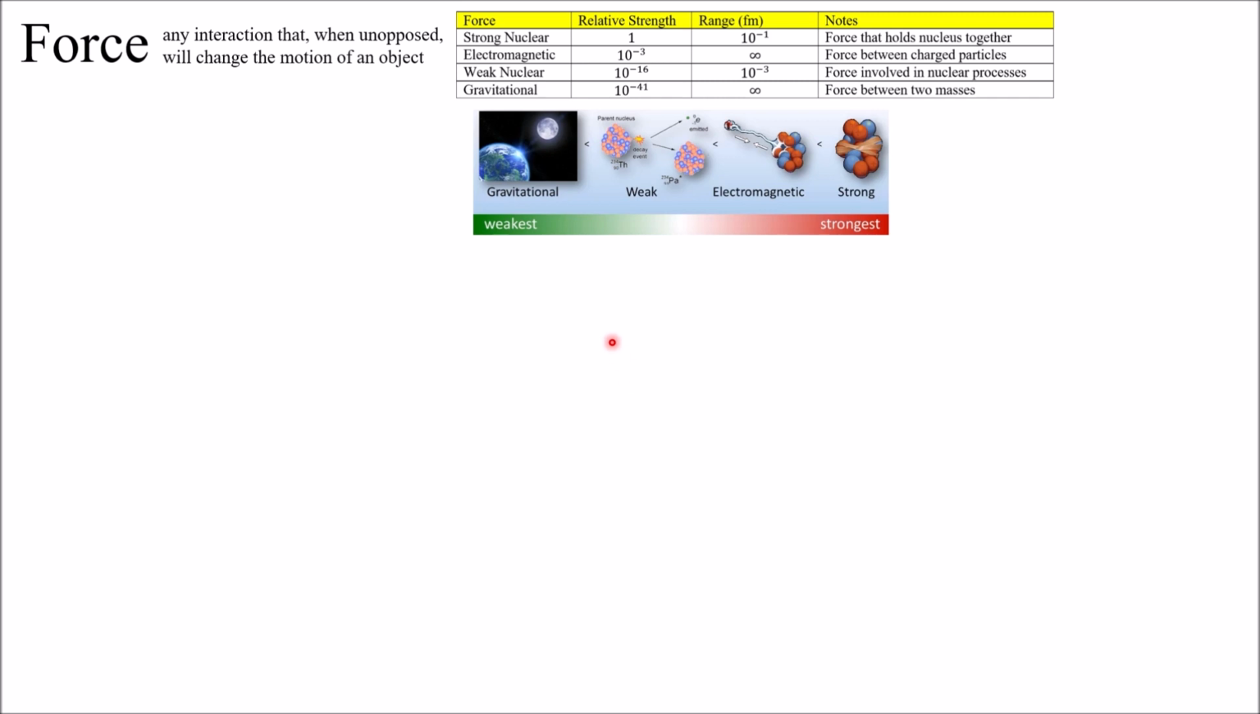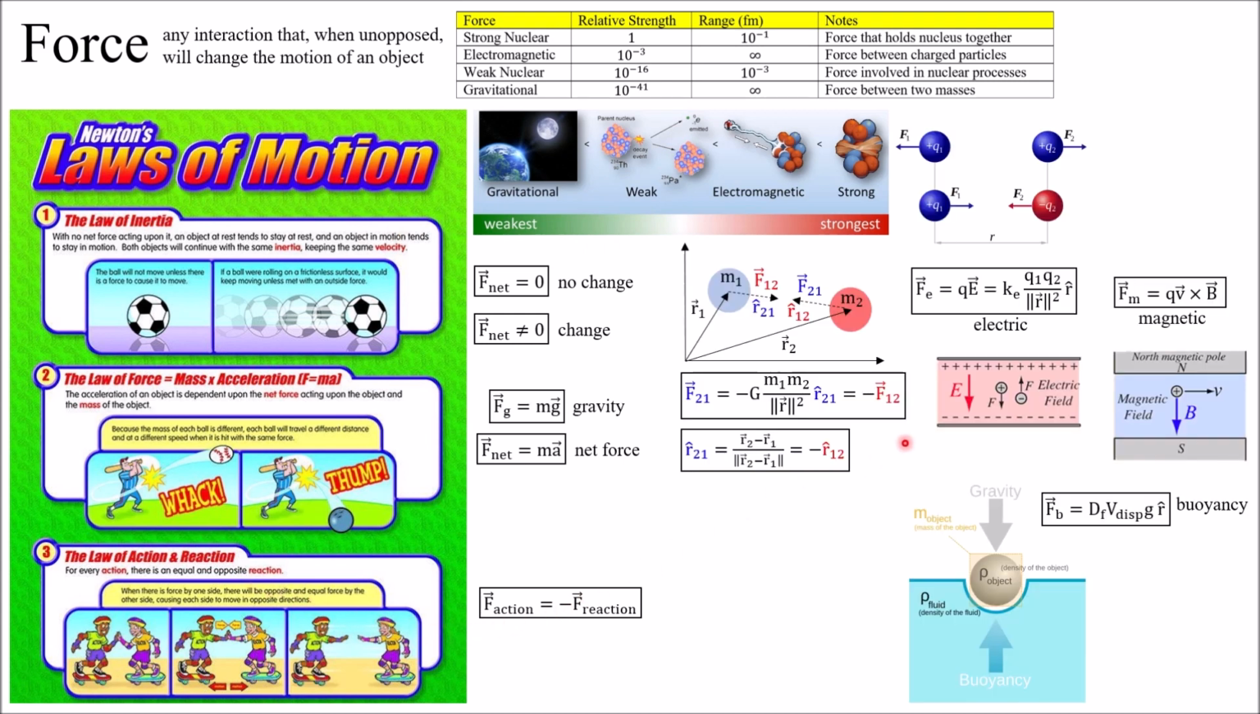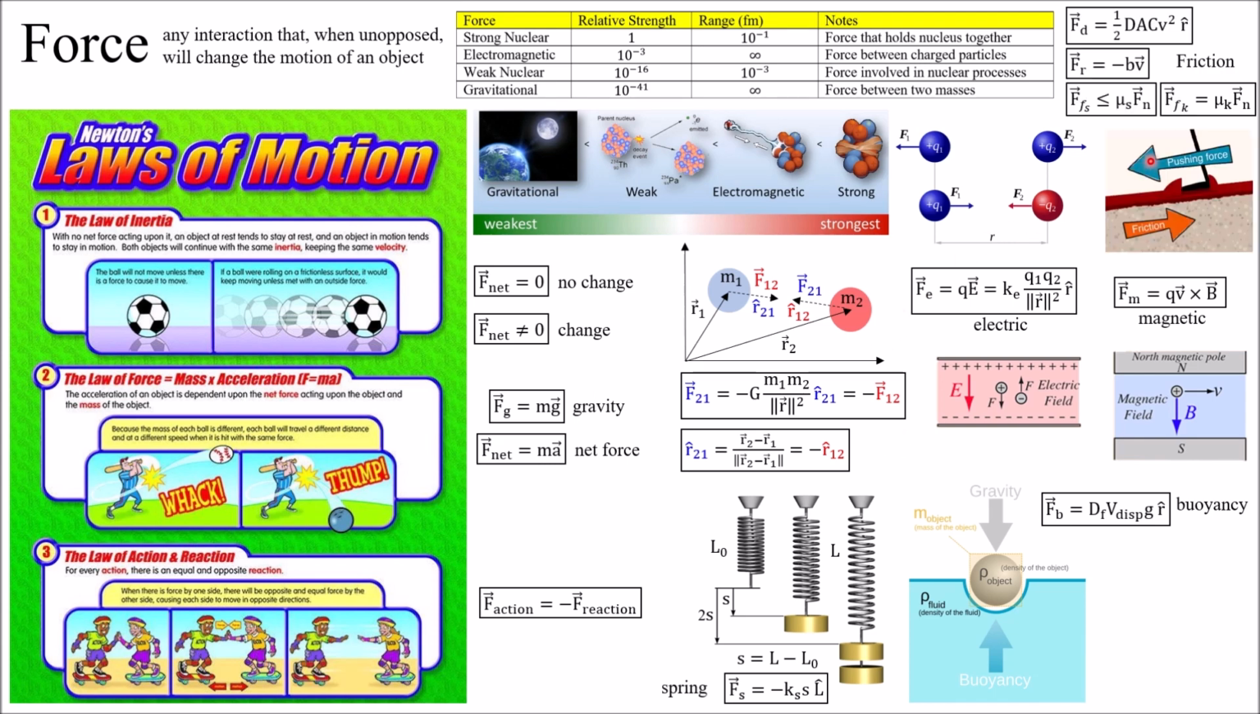So starting with force, we've gone through this a couple times now, but we've got four fundamental forces of nature. We've got Newton's three laws of motion, and then we have these different formulas that we've learned for forces. The two that we are concerned with today have to do with friction, and also the centripetal force.